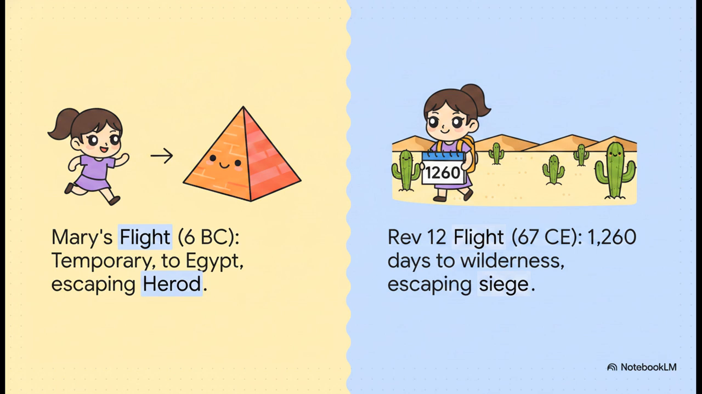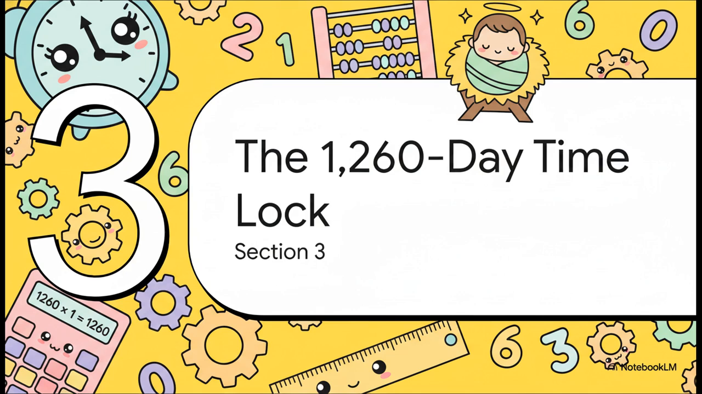The source argues that taking Mary's brief, temporary trip to Egypt and conflating it with this massive 3.5-year wilderness escape, it literally just breaks the entire narrative sequence. Okay, section 3, the 1260-day time lock. So, if this isn't about the nativity, then when exactly is it? Let's do a little math and see how our source builds this definitive, absolute, chronological wall.